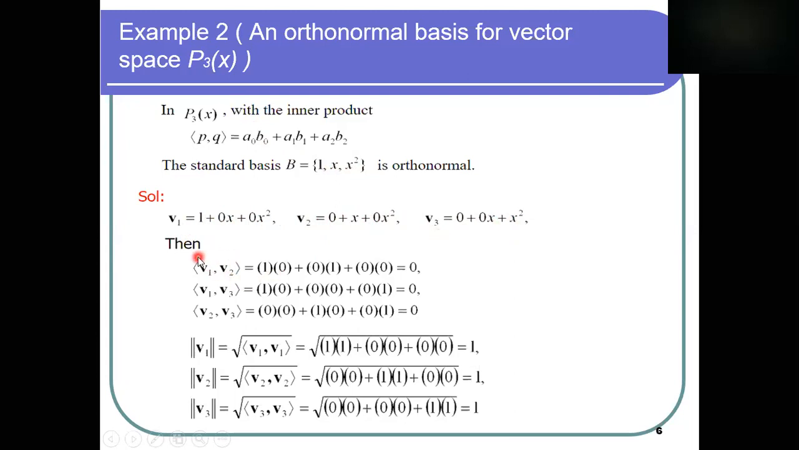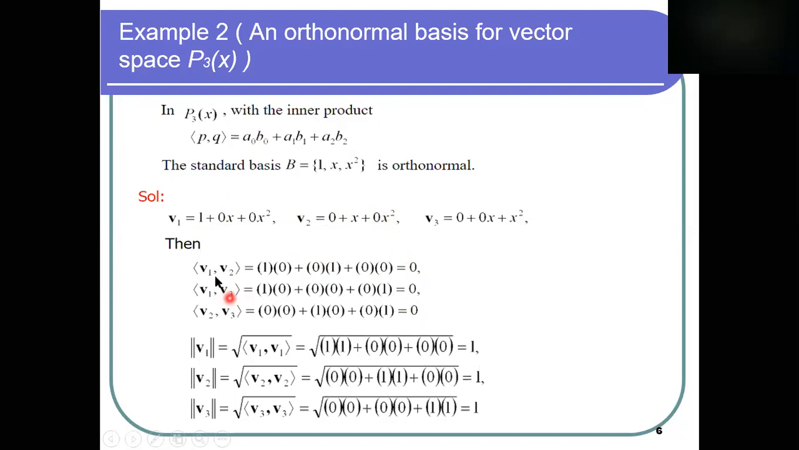So we take the dot product of V1 with V2. We take these polynomials and define the dot product with this inner product space. For the dot product of V1 and V2, we have to multiply the corresponding coefficients: 1 times 0, then 0 times 1, and then 0 times 0. In that case, you can see all are 0.